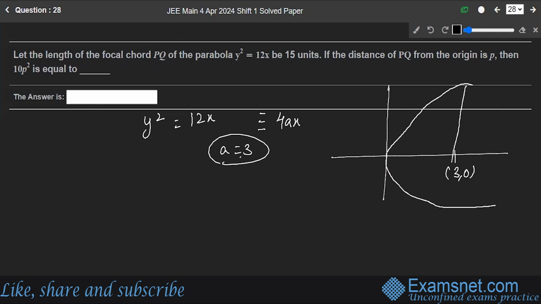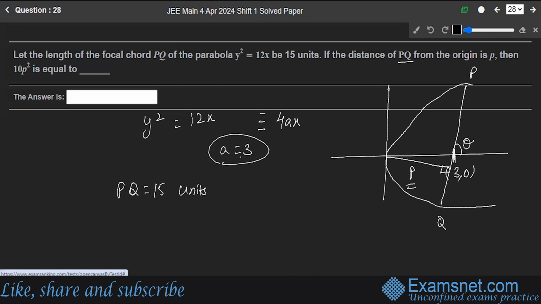Let's say this is the chord PQ, which is passing through this focus. This is P and this is Q. And you are given that PQ is equal to 15 units. And let's say this is making an angle of theta with the x-axis. And the distance of PQ from the origin is p. So let's drop a perpendicular, so this distance is p. Then 10p squared is equal to. So basically what you have to find out in the question is this p.